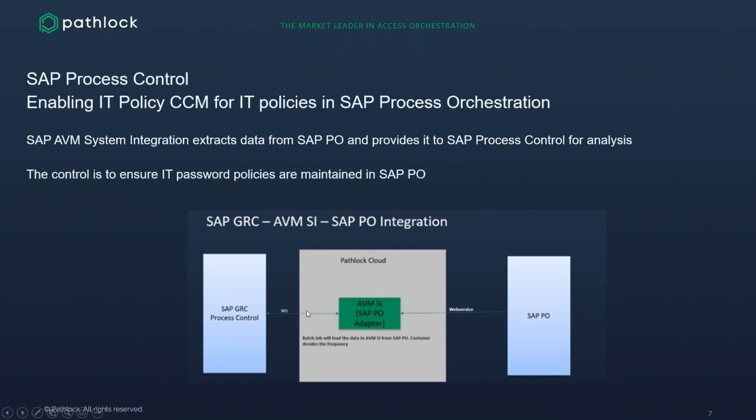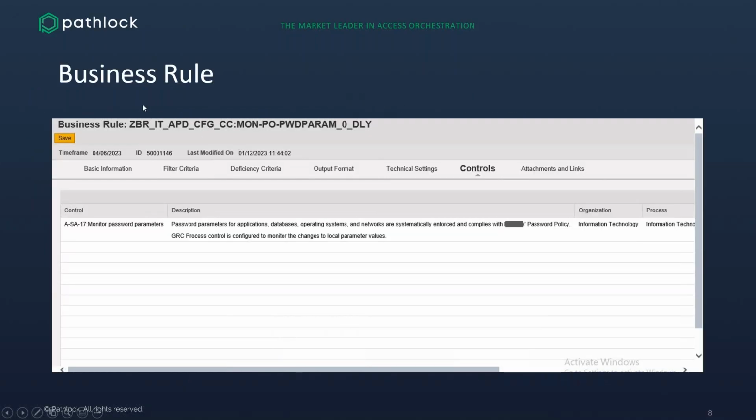So just kind of from a visual, we have process control to the left, SAP Access Violation Management System Integration Edition with Pathlock. It sits in Pathlock Cloud, and that's going to extract that information via web service from SAP PO. The business rule that we have set up in process control is that the password parameters for applications, databases, operating systems are systematically enforced and comply with the policy, right?